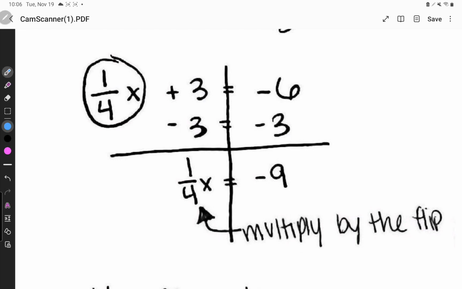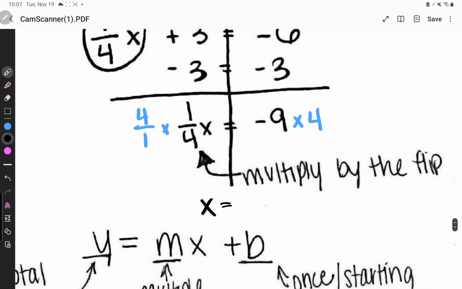So to get rid of that fraction, instead of turning it into a decimal, all you have to do is multiply by the flip. And the flip of 1/4 is 4/1. 4/1 is the same thing as 4. And so all you have to do is just multiply -9 times 4, which gives me -36.